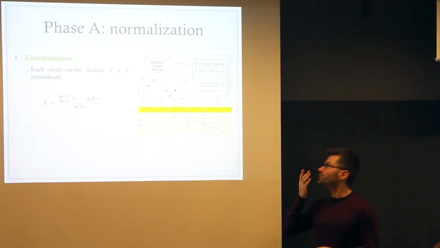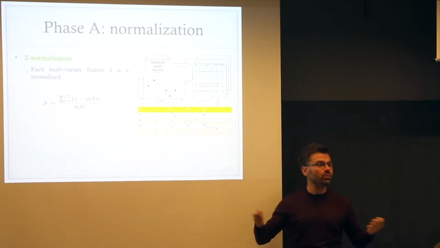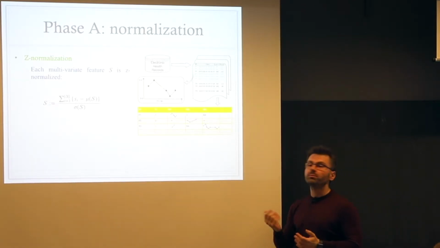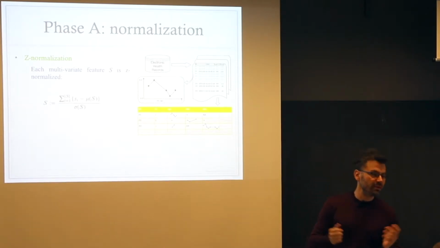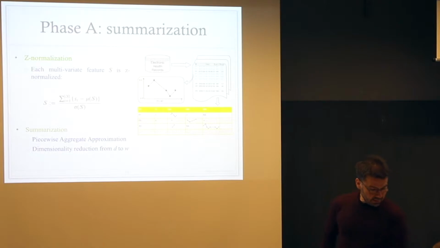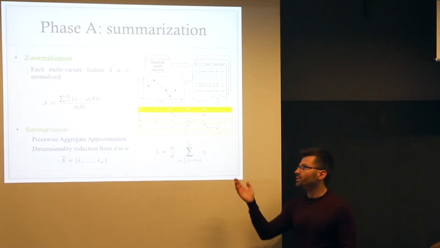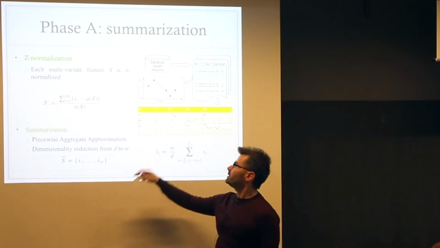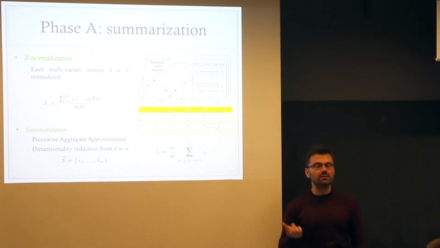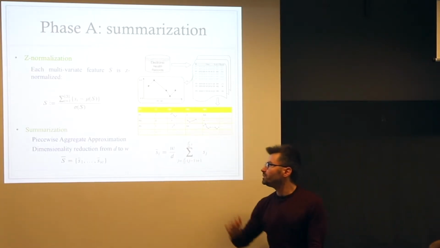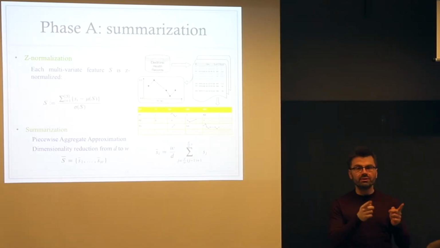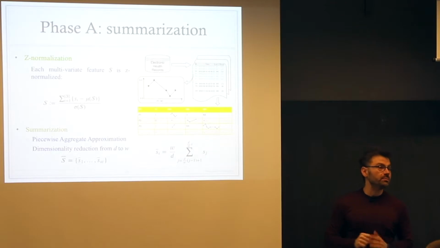So the first thing we do for each column, where each column is a multivariate feature, is a simple Z normalization. So we remove the mean and divide by the standard deviation. And then we apply a summarization technique. That's one of the simplest ones, piecewise aggregate approximation. So mainly what this does is, if the original time series or multivariate time series is of size d, meaning you have d measurements of that particular variable, you reduce it to size w by taking averages for every w measurement. Okay.